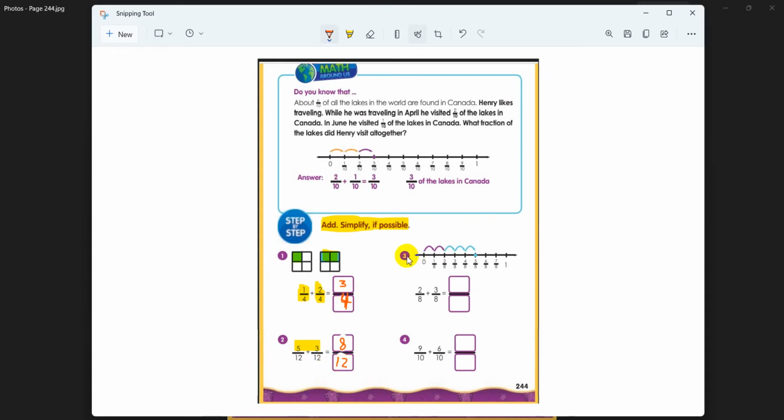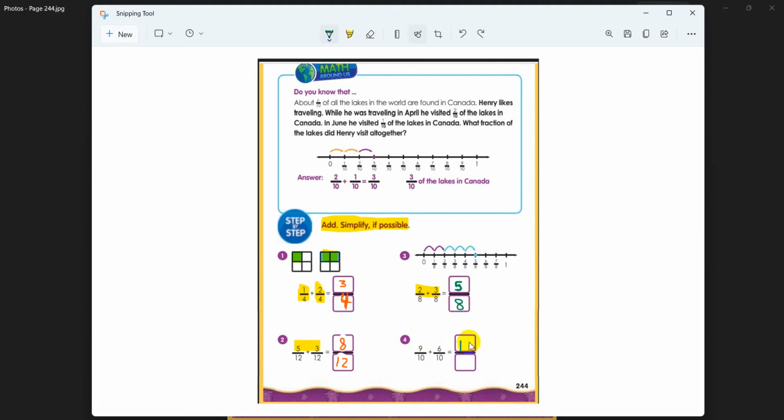Number 3, we have 2/8 plus 3/8. 2 plus 3 equals 5, so we write 5 over 8, like that. Number 4, 9 tenths plus 6 tenths equals 15 over 10.